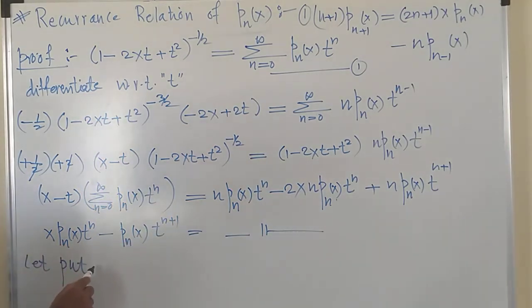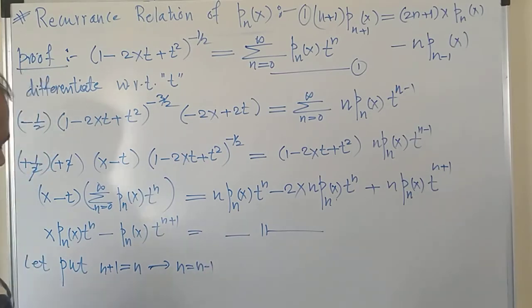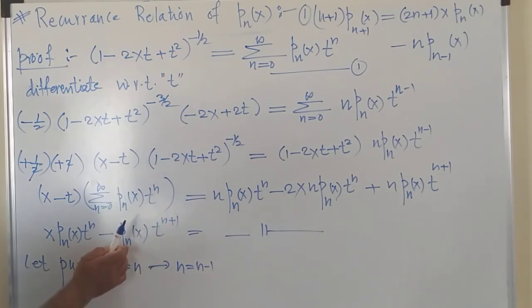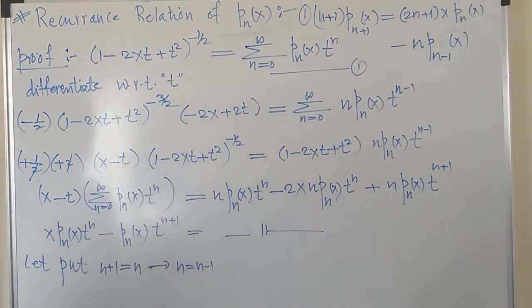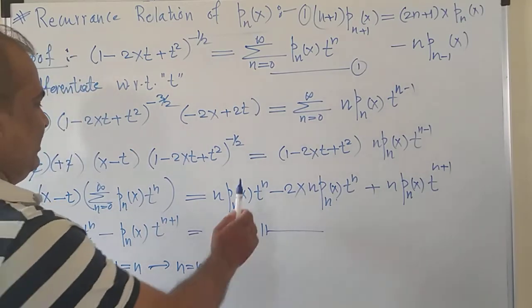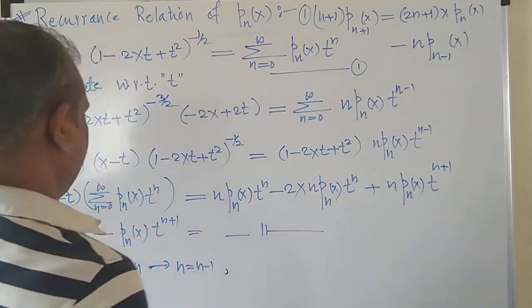So let us put, I can say, let n plus 1 is equals to n. This implies that put n is equals to n minus 1. N plus 1 must be put as n, right? And make the respective change in the Legendre polynomial also. Here t raised to n is there, so you need not make any changes in this Pn of x. Got it? Similarly, one more put you need. Here is t raised to n, you need not do any change.